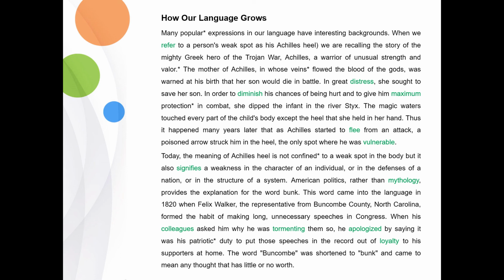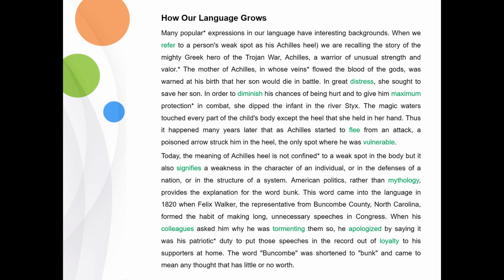American politics, rather than mythology, provides the explanation for the word bunk. This word came into the language in 1820 when Felix Walker, the representative from Buncombe County, North Carolina, formed the habit of making long, unnecessary speeches in Congress.